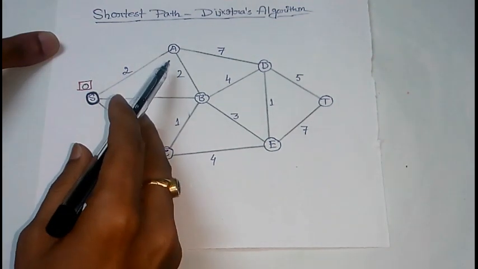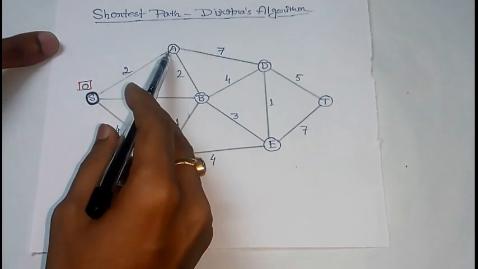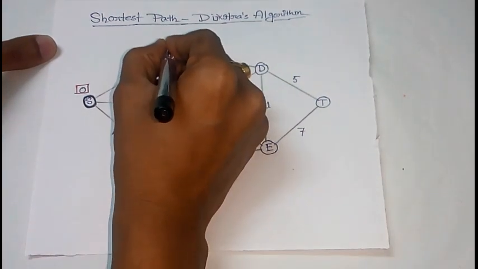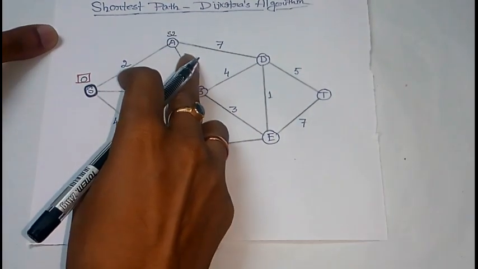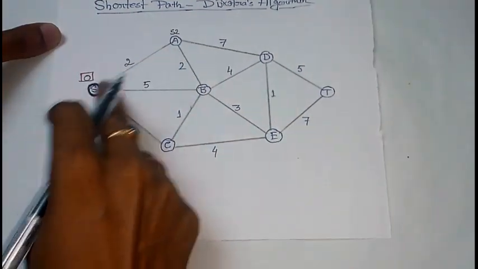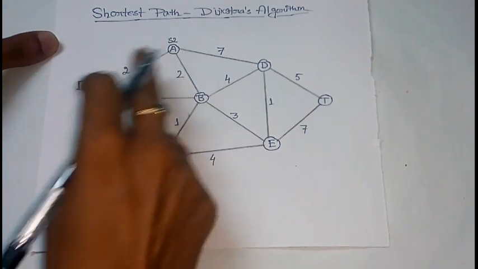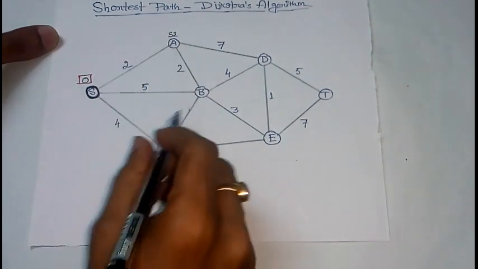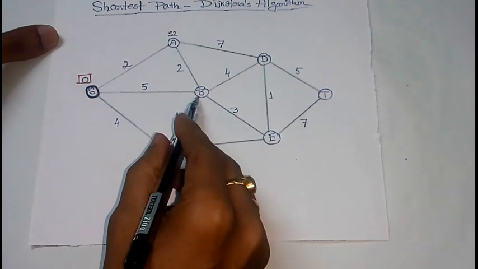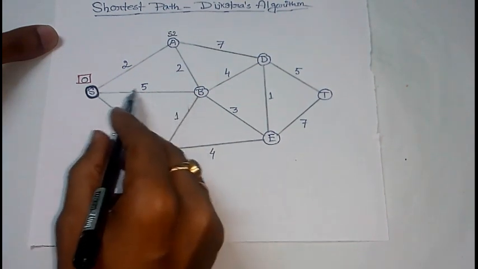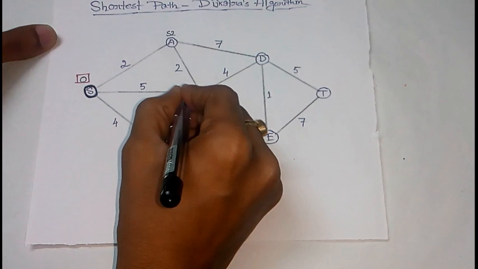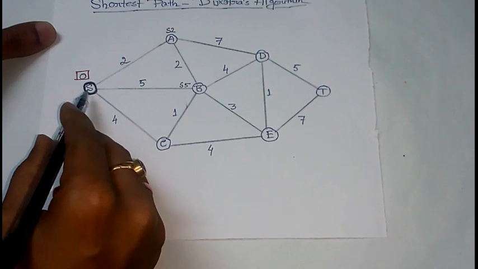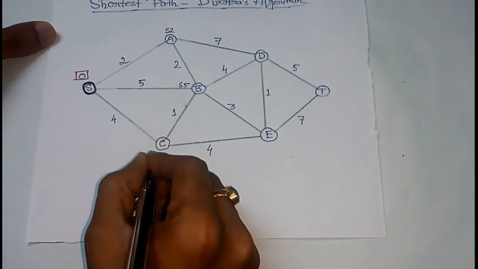First of all, consider A, and what is the distance between S and A? It is 2. So here we give the temporary label S2. So what is the meaning of S2? S2 means if we move from S to A, then the distance from S to A will be 2 units. That's why we have written S2. Next, consider the vertex B. What is the distance between S and B? It is obviously 5. So we shall write here S5. And finally consider C. What is the distance between S and C? It is 4. So we write here S4.